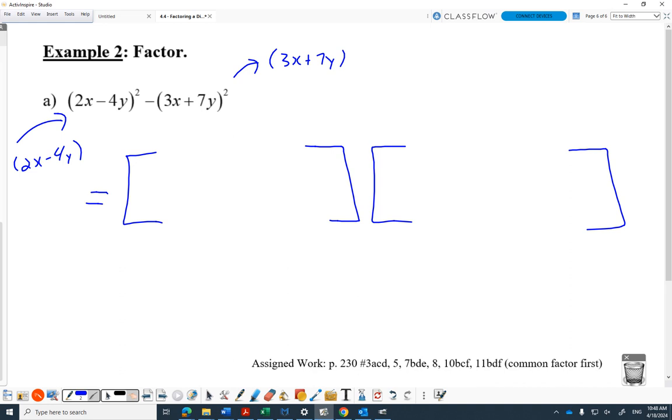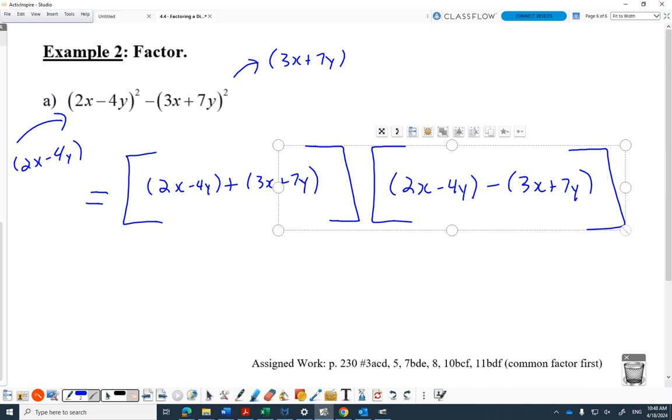The first set has 2x minus 4y plus the 3x plus 7y. Wait till I finish and then ask your question. It might be a great question. The second bracket has 2x minus 4y minus the 3x plus 7y. Add in the first bracket, subtract in the second bracket. What are the things I'm adding? Whatever was squared. And I'm going to tidy that up and then pause for questions.